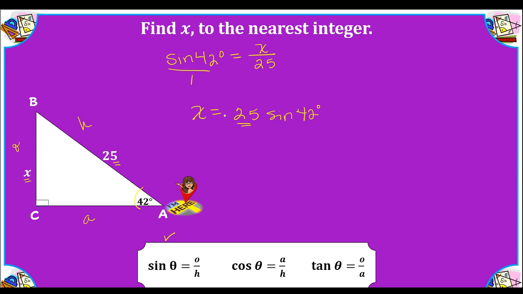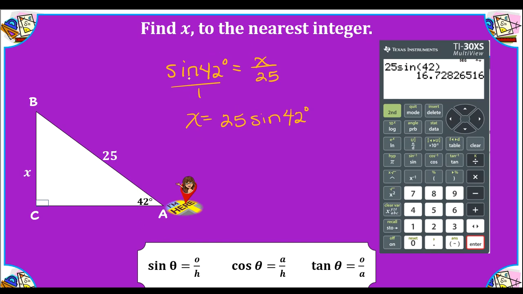And in the calculator, you're going to click 25, and then click the sine feature, and then click 42. And then click enter, and our instructions say round to the nearest integer. So here was my work. Here's the calculator. You can see what we put. We get 16.7. So it says integer. So we're going to say X is equal to about 17.